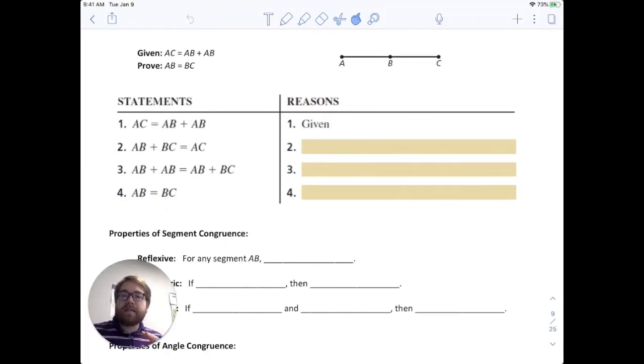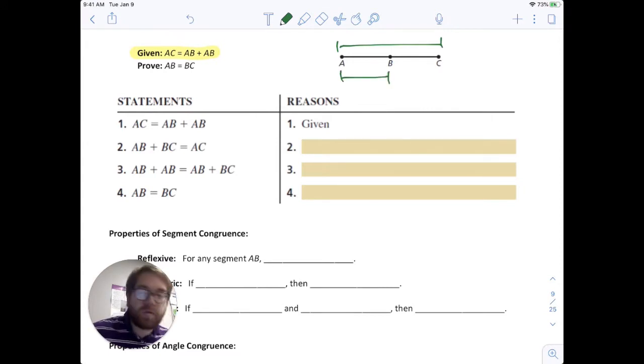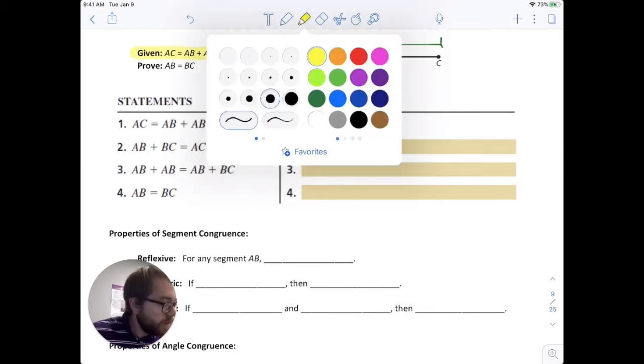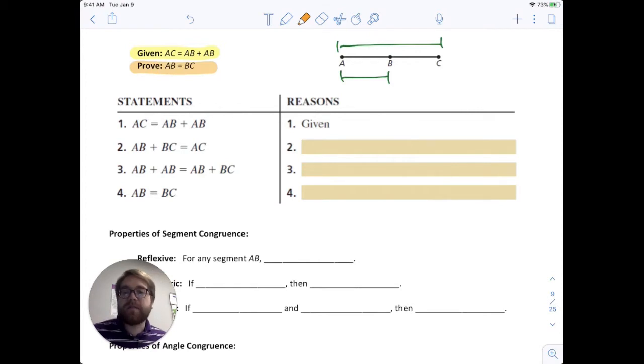All right, so let's look at this third example, third proof in this series of notes. In this one, we're given that AC is equal to AB plus AB. So the total length of this segment AC is equal to the portion of it, AB, twice. And we want to prove that AB is equal to BC, so that this portion of the segment is equal to this portion of the segment.